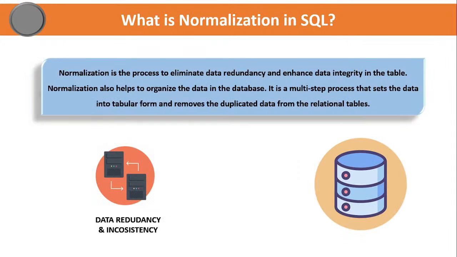Alright, so what is normalization in SQL? Normalization is the process to eliminate data redundancy and enhance data integrity in the table. Normalization also helps to organize the data in the database, and it is a multi-step process that sets the data into tabular form and removes all the duplicated data, that is the repeated data in the relational database tables. Normalization organizes the columns and tables of a database to ensure the database integrity constraints properly execute their dependencies. So it is a systematic technique of decomposing tables to eliminate data redundancy and various other undesirable characteristics.